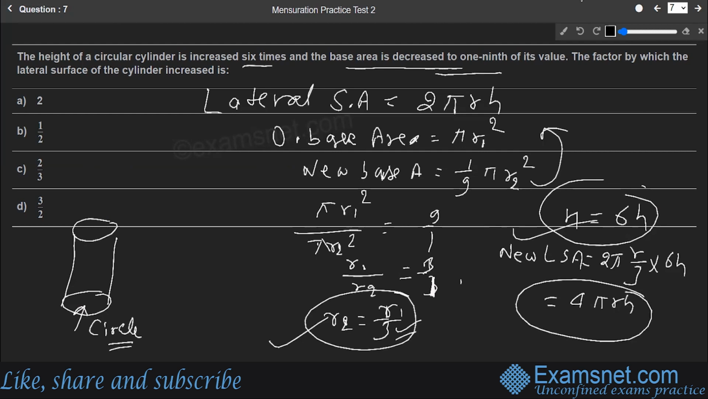So this is what is coming as the final lateral surface area, and the older surface area was 2 pi rh. If we compare these two values, we can clearly say the final one is double the original one. So the factor by which it has been changed is simply going to be 2, that is 2 times, which is available in option number A, becomes the right answer.